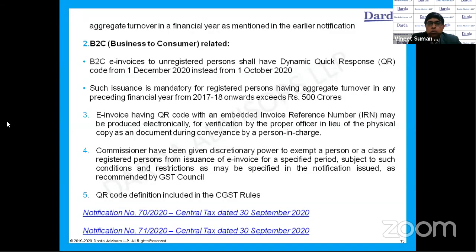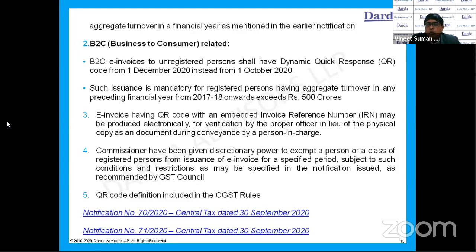Now we come to the B2C, business to consumer. There's a big relief, a 2-month relaxation. You can have a dynamic quick response code from 1st December, not from 1st October. Again, the same change: I need to see turnover from 17, 18 and onwards whenever I cross 500 crore. It should be embedded with the IRN number. And you can give the e-invoice to your transporter. He no longer needs to carry the physical invoice. It's a good relief. Now any movement of goods can go based on the e-invoice itself.